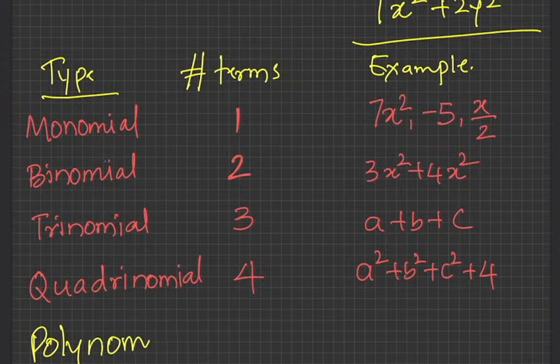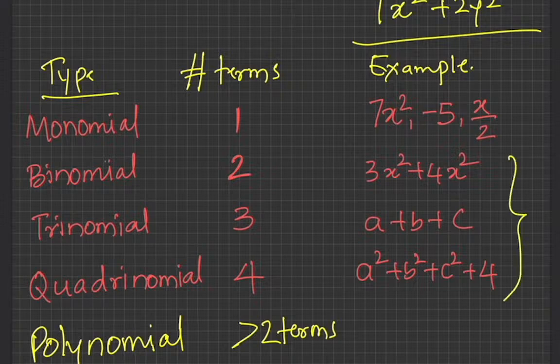Polynomial basically says more than 2 terms. Anything that is more than 2 terms is called a polynomial. We really can't give an example for it, since all these are examples. Anything beyond quadrinomial is also an example of a polynomial: 5 terms, 6 terms, 7 terms, right? So anything more than 2 terms is called a polynomial. Got it?